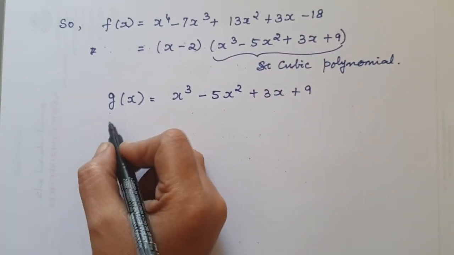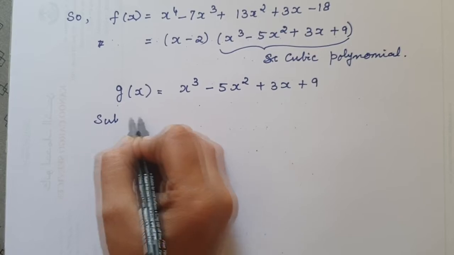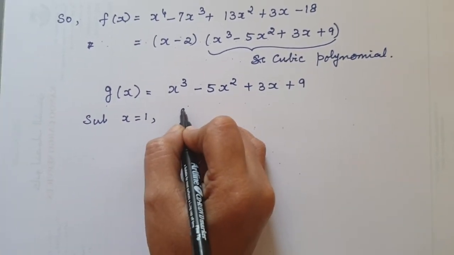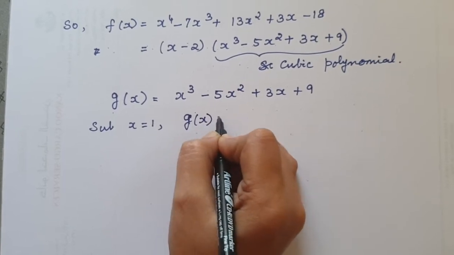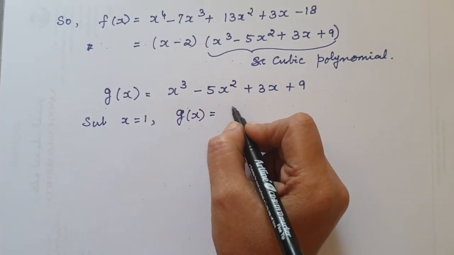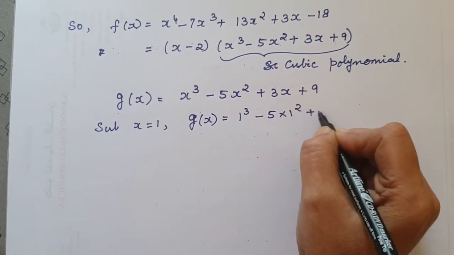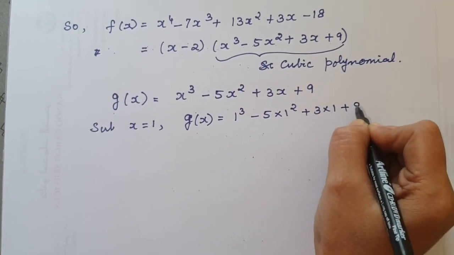So now substitute in this x equal to 1. When we substitute x equal to 1, we get g of x will be equal to 1 cube minus 5 into 1 square plus 3 multiplied by 1 plus 9.